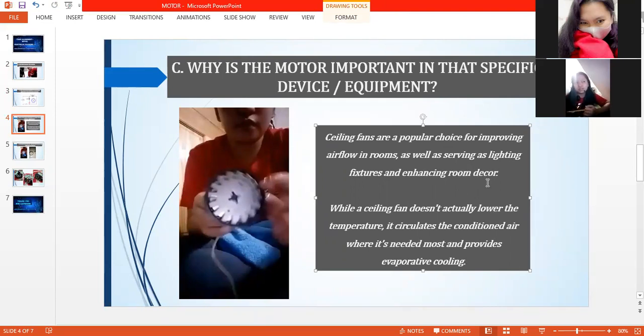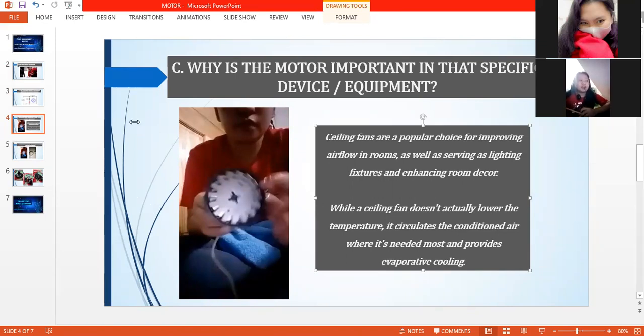So as we can see, there are different types of ceiling fan, and some people also use it as room decor. And while a ceiling fan doesn't actually lower the temperature, it circulates the conditioned air where it is needed most and provides evaporative cooling.